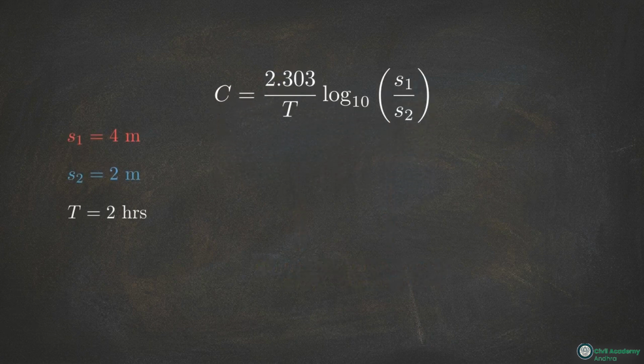An open well is depressed to a head of 4 meters. After 2 hours, it recuperates to a head of 2 meters. Pause the video now and calculate the specific capacity per unit area. Let's walk through the math.